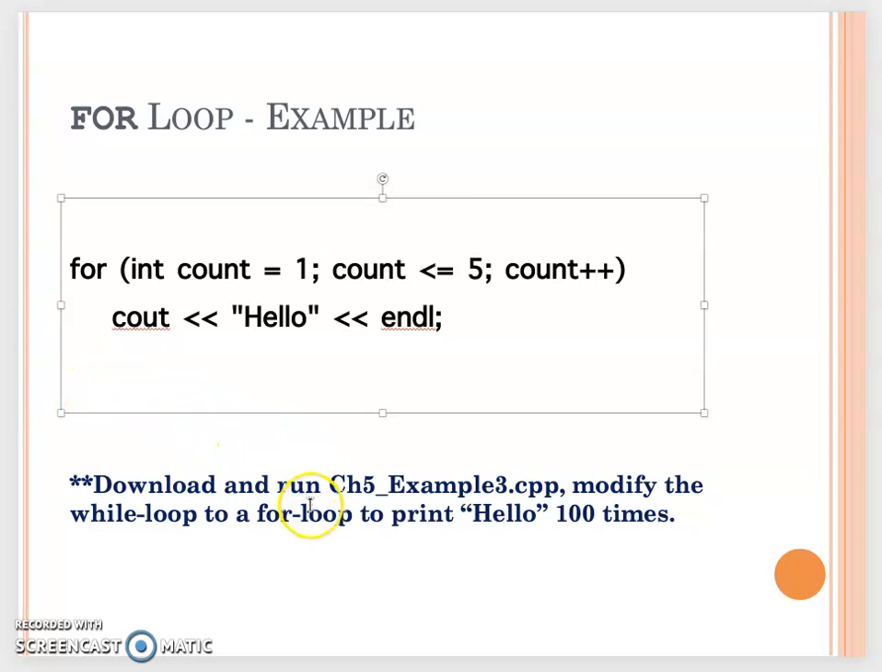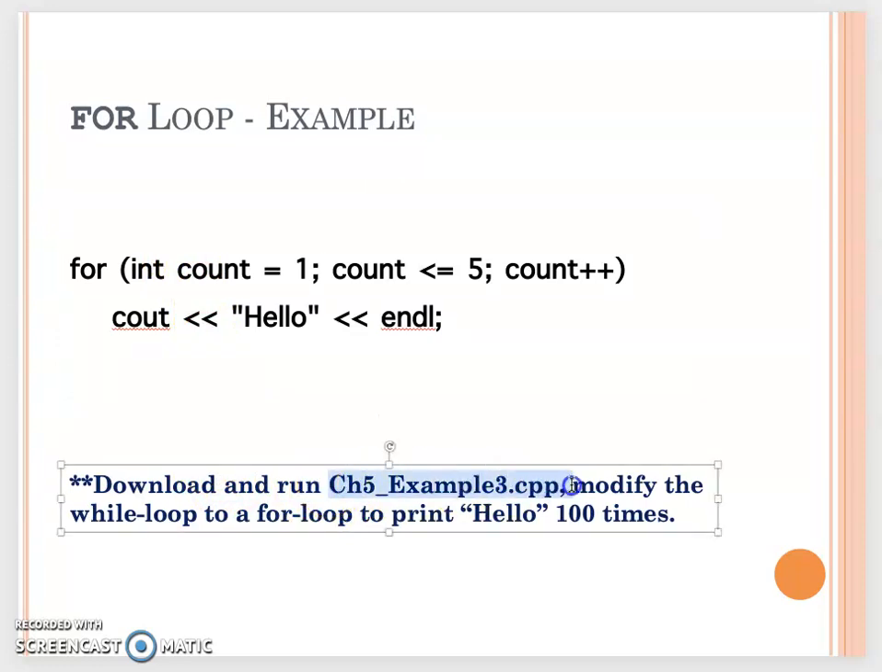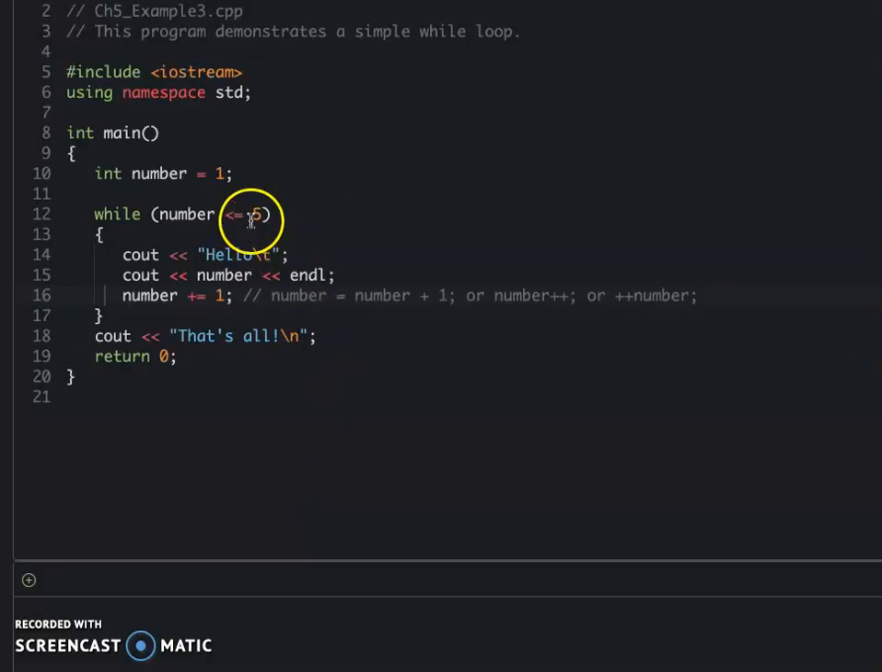Okay, so I hope you understand this example. You can run and test your chapter 5 example 3. Then I want you to update it to print hello 100 times. Let's do it together. We go to example 3. You see this one is example 3, right?